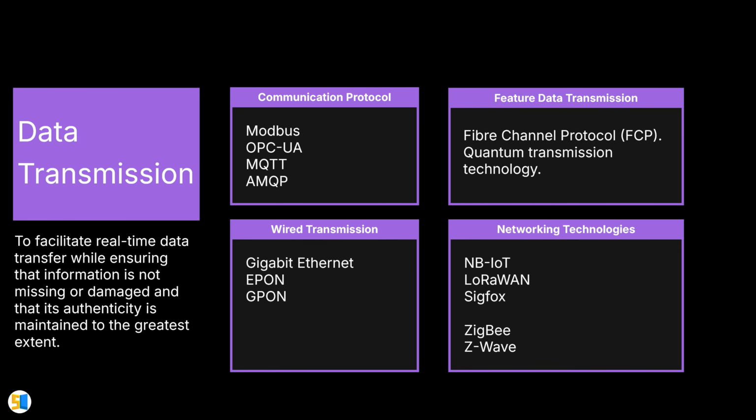Future directions involve exploring high-speed, low-latency, high-performance, and highly secure data transmission protocols like Fibre Channel Protocol or FCP. It's a high-speed network protocol primarily used for storage area networks. And quantum transmission technology refers to the use of quantum mechanics to transmit information.